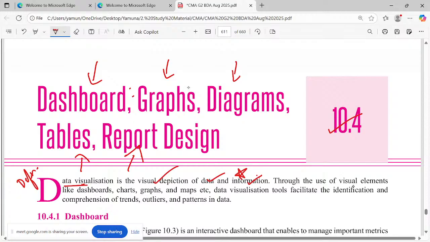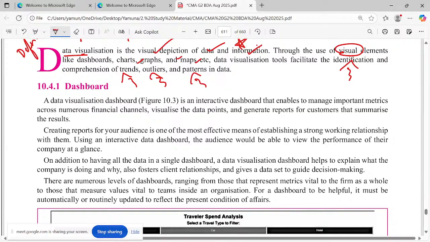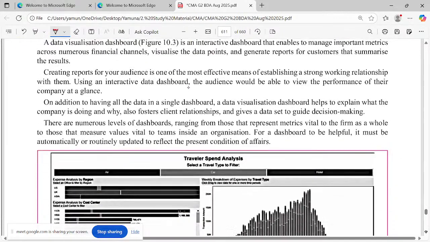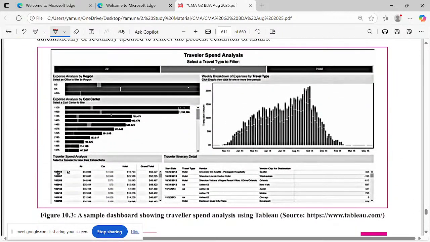Through the use of these visual elements, it will definitely help us to identify and comprehend the trends, outliers, and patterns. Already we have done with that. So let me go directly to the dashboard. Let me go to this picture given. So this is what you call a dashboard.